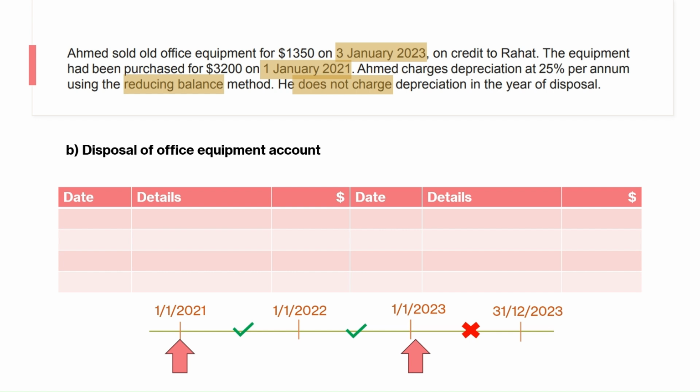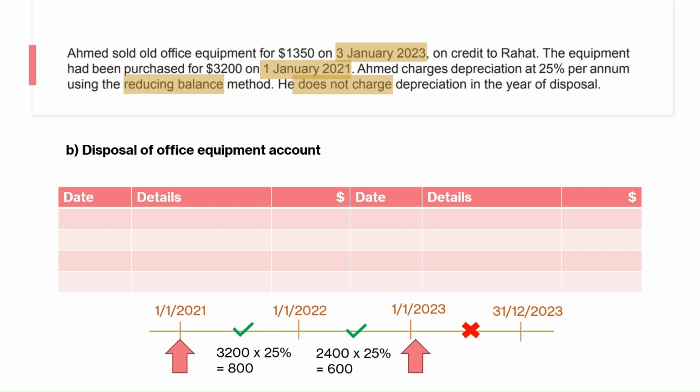So to calculate the depreciation for the first year, we simply multiply the percentage by the cost of the equipment. So 3,200 times 25% is 800. But for the next year, we use the net book value because it's the reducing balance method. So we deduct 800 from the 3,200, which was the original cost, and from that, we calculate 25%.